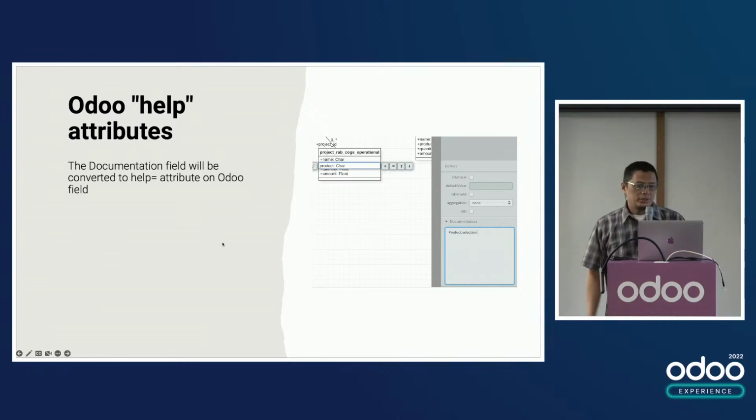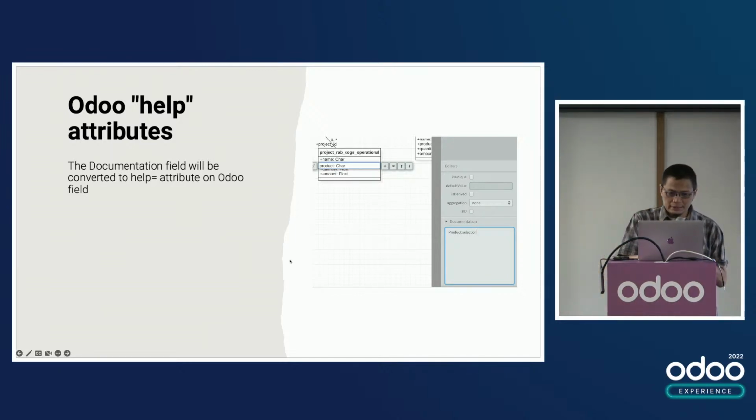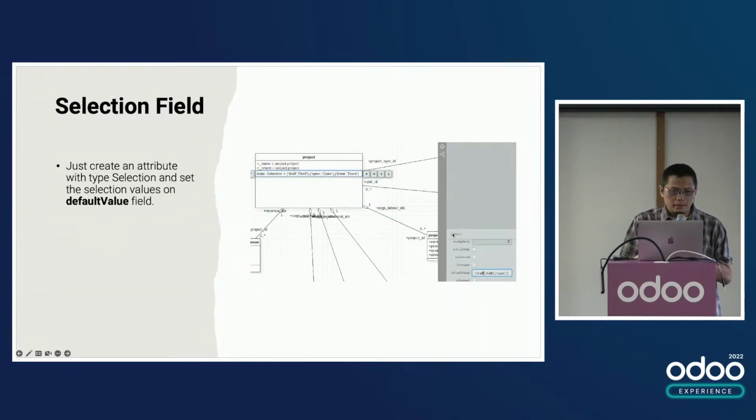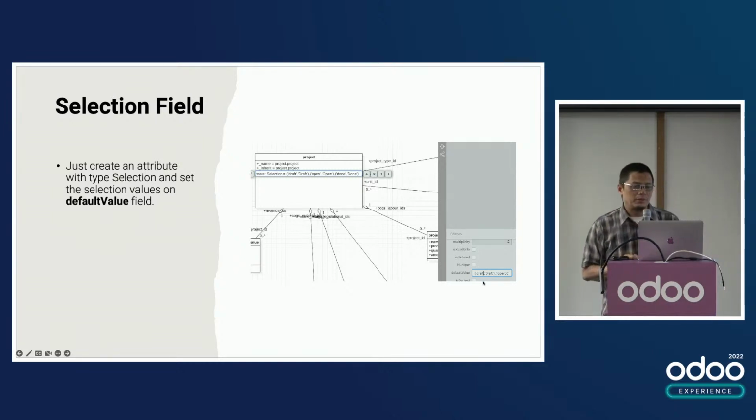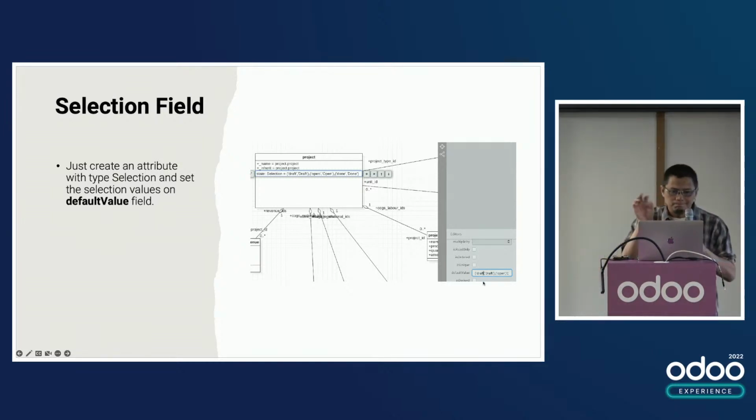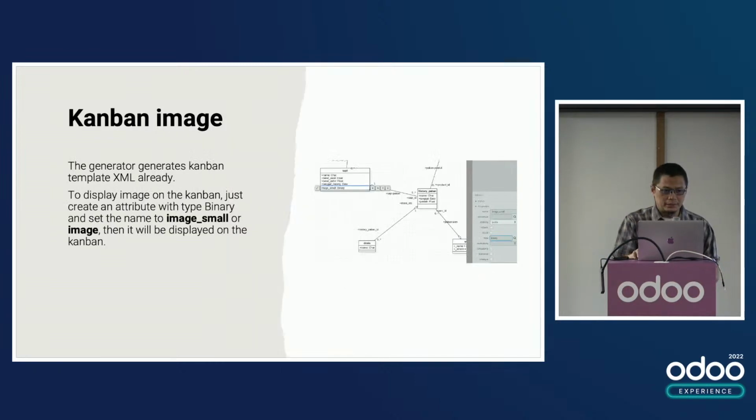And then the optional help field is easy, just put the help text in the comment section. And the selection field is easy also, just type the selection field as with other Odoo add-ons. And then the values for the field, we put in the default value field in StarUML. It is a standard tuple notation.